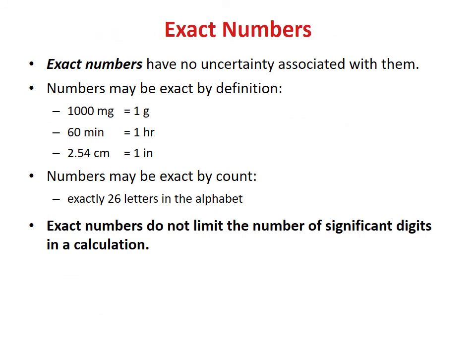There are numbers that have no uncertainty, and these numbers are called exact numbers. For example, there are some definitions. 1 gram is 1000 milligrams, 1 hour is 60 minutes, 1 inch is 2.54 centimeters exactly. These are the definitions. There's no uncertainty. These are called exact numbers.